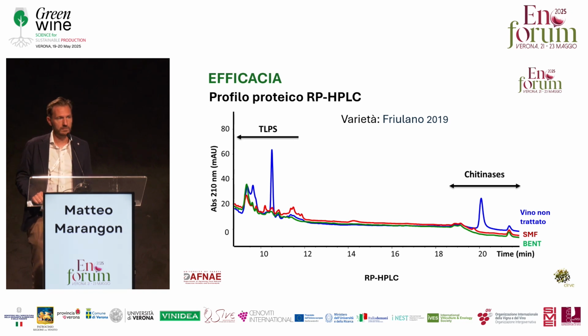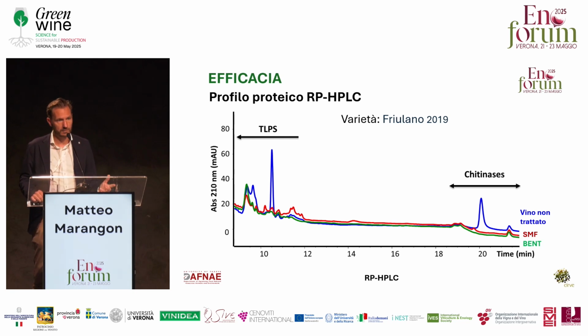It is based on a reverse phase HPLC system, whereby we analyze TLPs, which are the peaks that you see in the chromatogram, and the chitinase, which are peaks after 20 minutes of the analysis. In this specific analysis, you see data about Friulano, a variety wine from 2019, with these beautiful peaks of both groups.